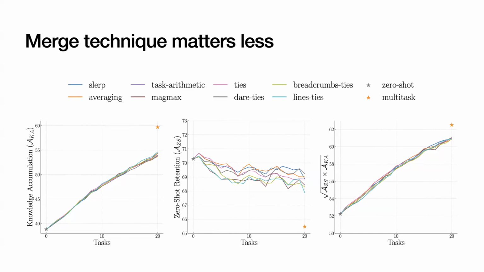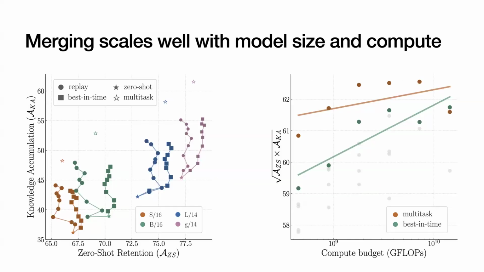Now that we've locked in the best initialization and deployment strategy, we explore the third axis of TIME. What we found, however, is that once you're using Best-in-TIME, the specific merge technique doesn't matter much. All methods, whether it's SLERP, task arithmetic, or TIES, end up performing very similarly. We also test how Best-in-TIME scales across three axes: model size, compute budget, and task sequence length.